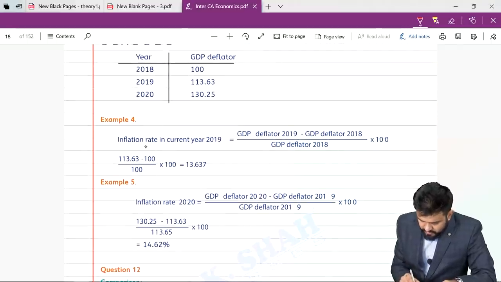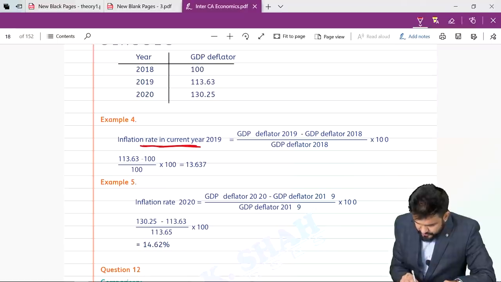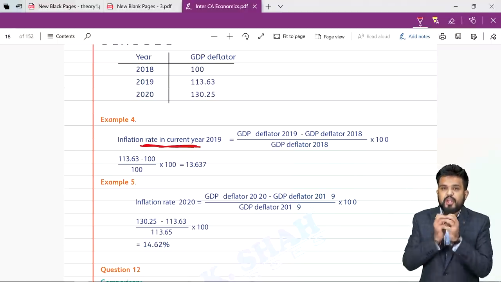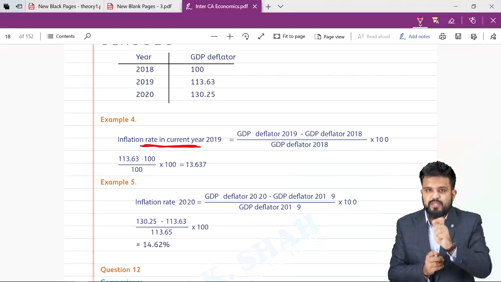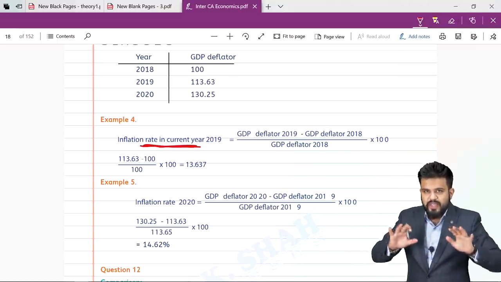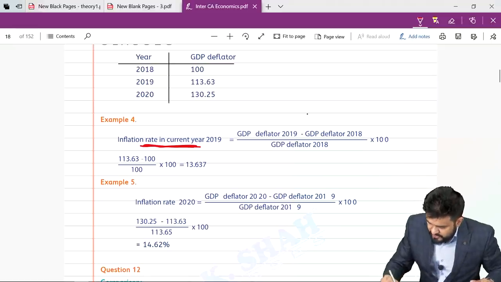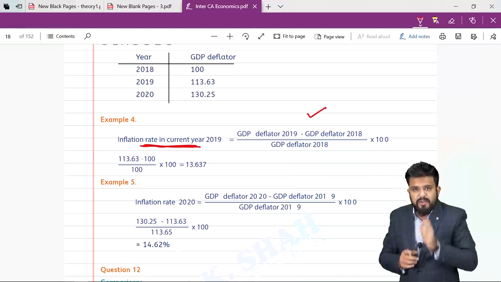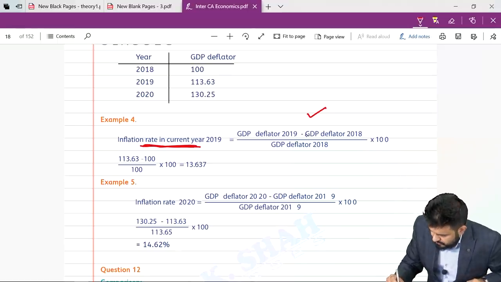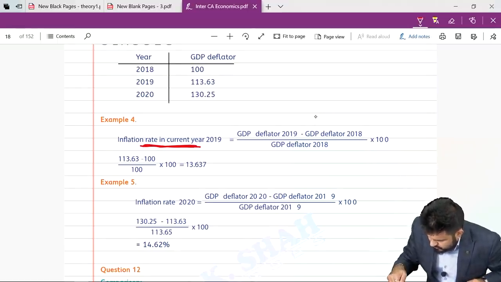Now there could be one more question, that is calculate inflation rate, and this answer will be in percentage. So no theory question, one numerical sum. Formula is GDP deflator of the current year minus GDP deflator of the previous year.